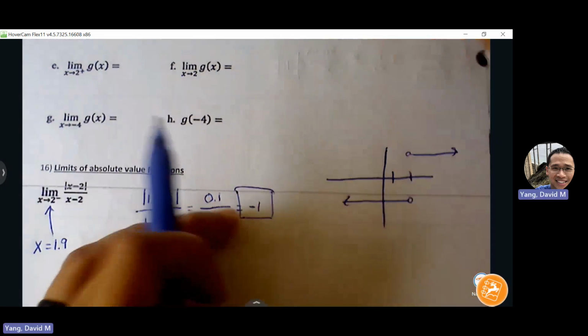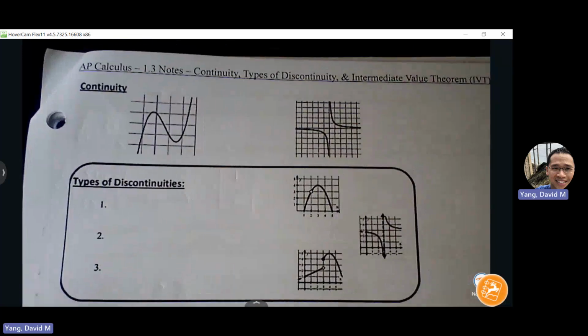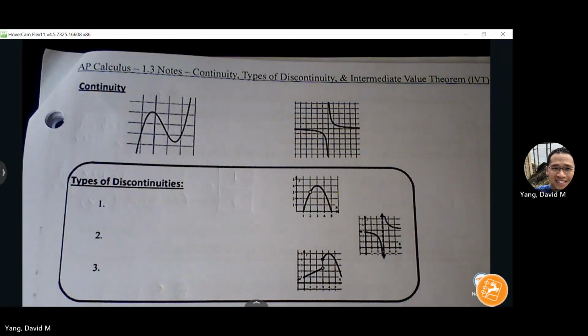All right, next page. Continuity, types of discontinuity, and intermediate value theorem.